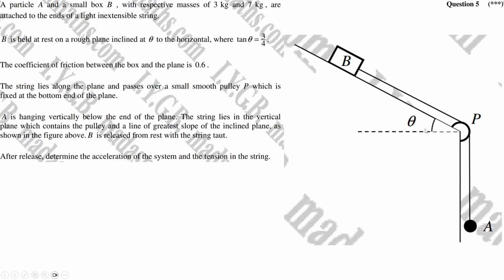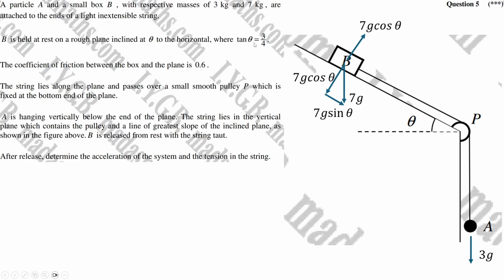Particles A and B. Masses are 3 and 7 kg. So downwards force here of 3g, and then here of 7g. The vertical component here, perpendicular, you can just draw that in like that. This will be 7g sine theta, and then this will be 7g cosine theta. And we've got a normal reaction force upwards of 7g cosine theta, obviously.